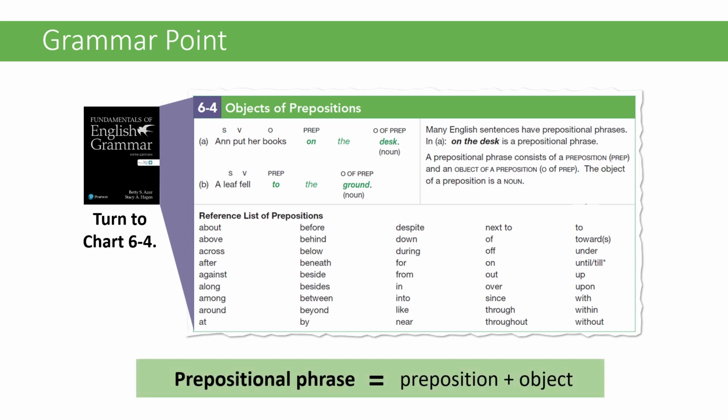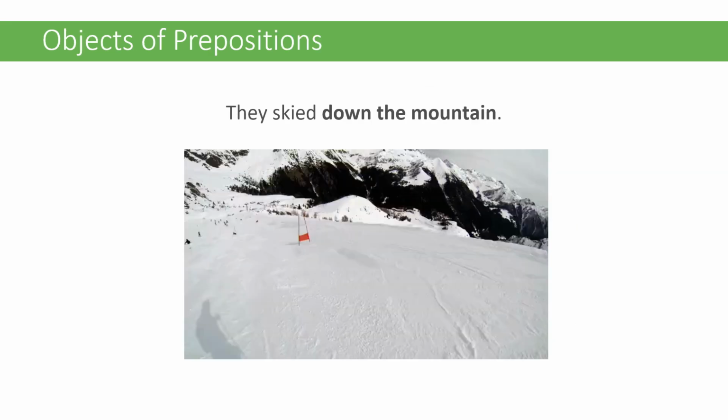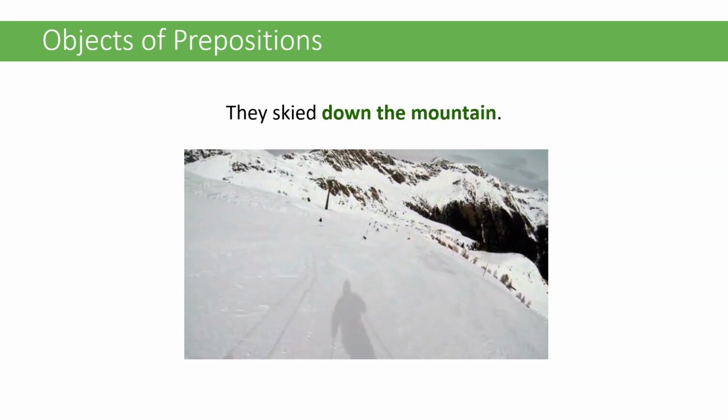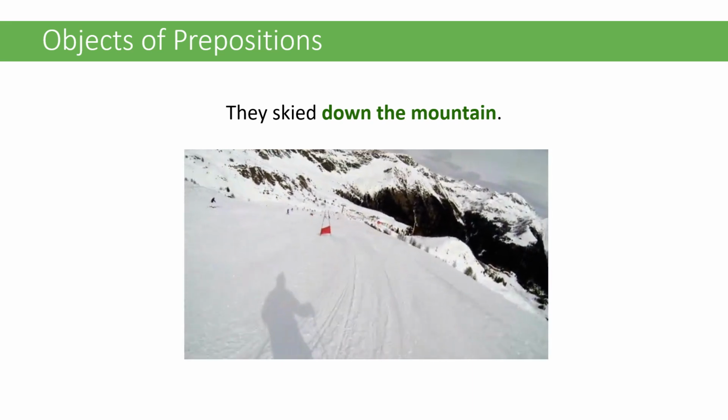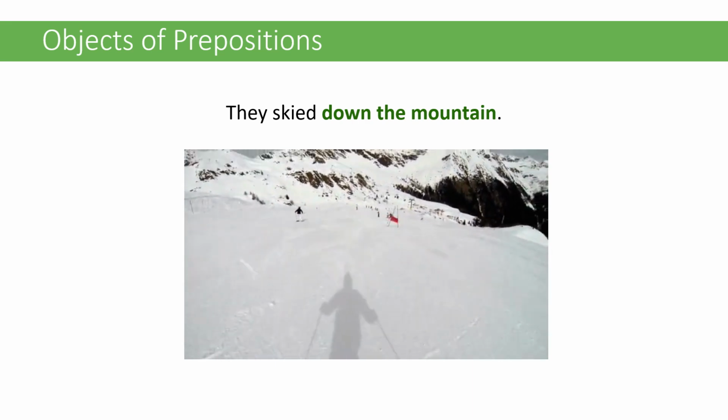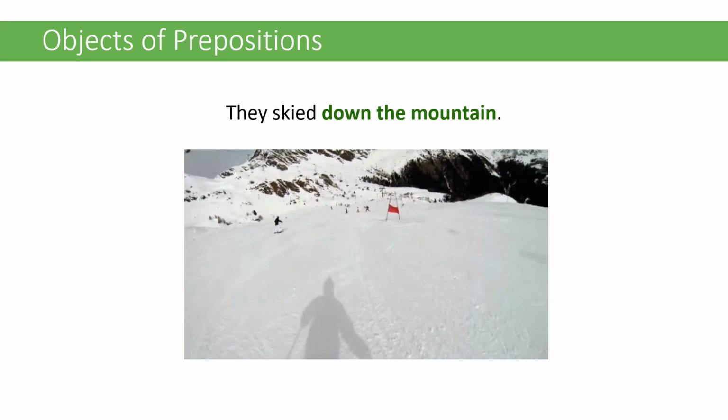Prepositions are words such as in, out, up, down, on, under, over, by, and with. Many English sentences have prepositional phrases. A prepositional phrase has a preposition plus an object. Look at the example. They skied down the mountain. What is the prepositional phrase in this sentence? Down the mountain. The preposition is down and the object is the mountain.